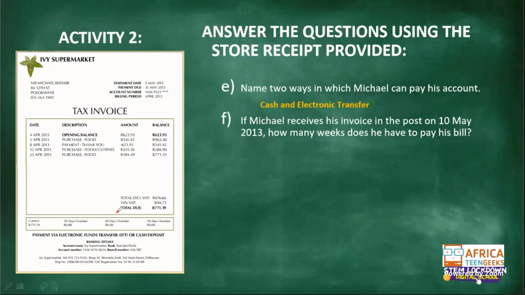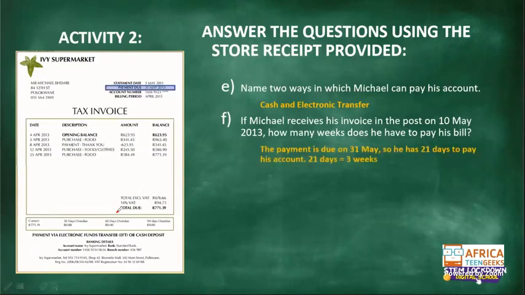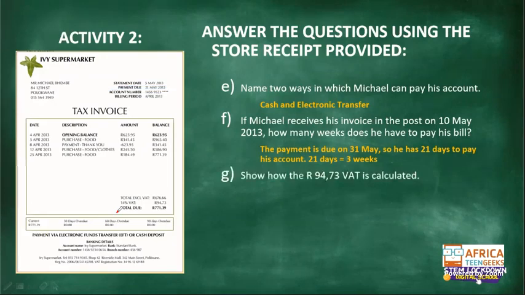This one I'm going to do because there's some calculation in it. He receives it on the 10th, but we know his next payment is due on the 31st, like we showed you guys already. So he has 21 days to pay his account. And 21 days, how many weeks is that? 3 weeks.